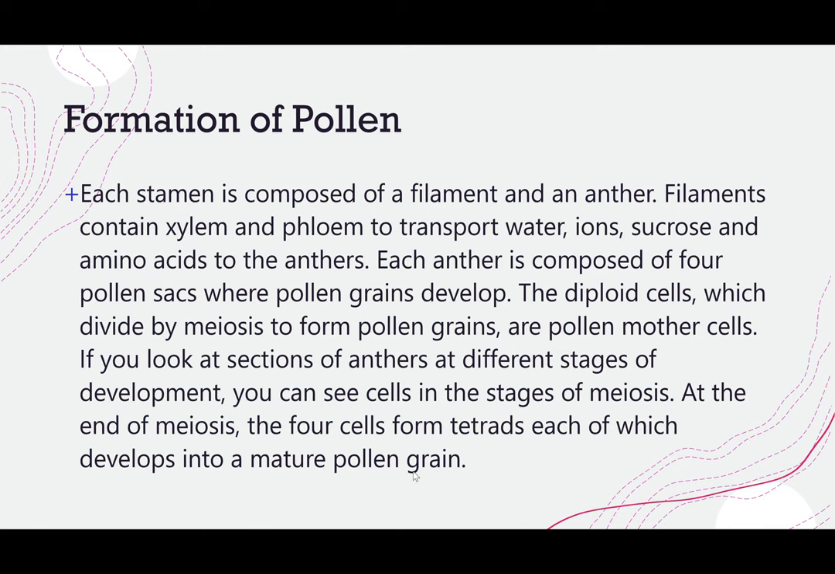Each anther is composed of four different pollen sacs where the pollen grains develop. So the anther itself is where the pollen grains develop. We have different types of cells that we're going to be looking at. The diploid cells which divide by meiosis to produce our pollen grains are called the pollen mother cells. So our pollen mother cell is where everything really comes from.